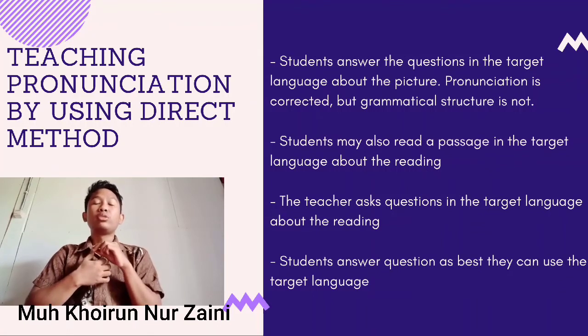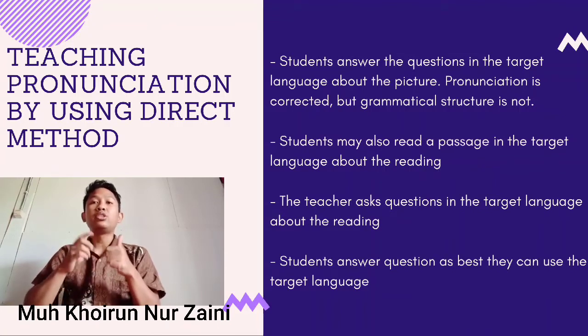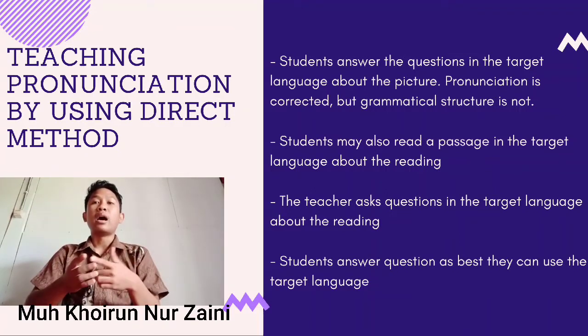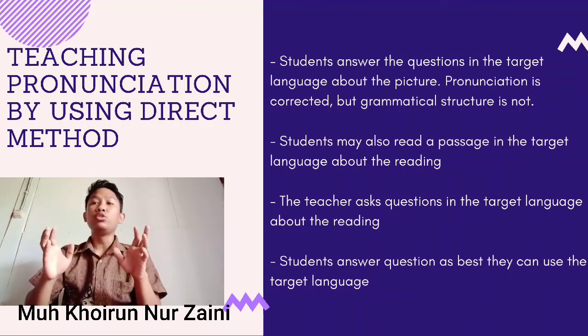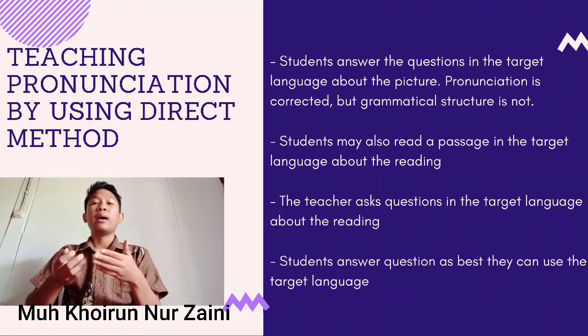Number 5. Students may also read a passage in the target language about reading. And number 6. The teacher asks questions in the target language about the reading. And the last, students answer the questions as best they can using the target language. So the conclusion is, the direct method used by Norland is to use the question and answer method, but the answer is in the target language.